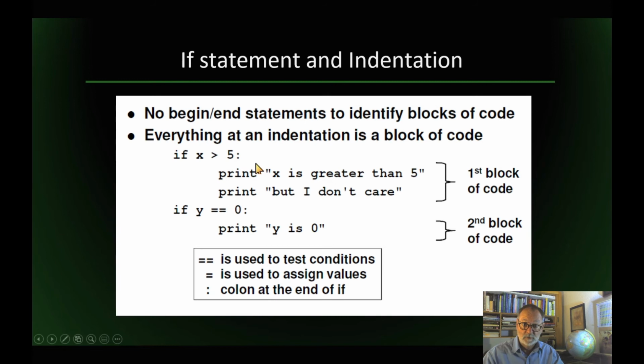So here you see one code block within one indentation group, and then here is another if statement with another code block. And again here, the double equal sign is to test conditions, and the single one is to assign values.